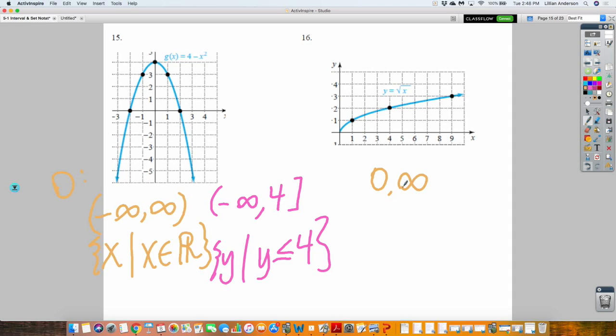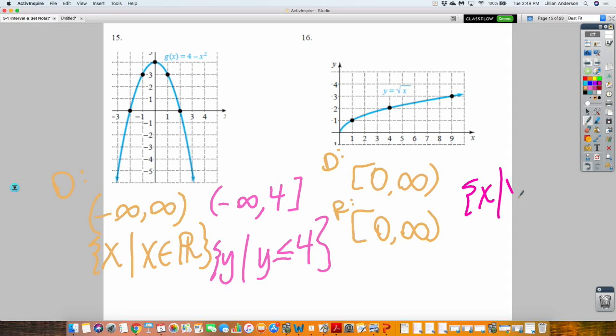Anyone? I heard someone whisper it very faintly. Anyone? 0 to infinity. Yes, it's the same for both. Okay? Parentheses around infinity, brackets around 0. Writing in set notation, how do I write that as an inequality? Because I need that for my condition. The set of x such that x is greater than or equal to 0. Very good. And it's going to be the exact same thing for the y's, right? Yes.